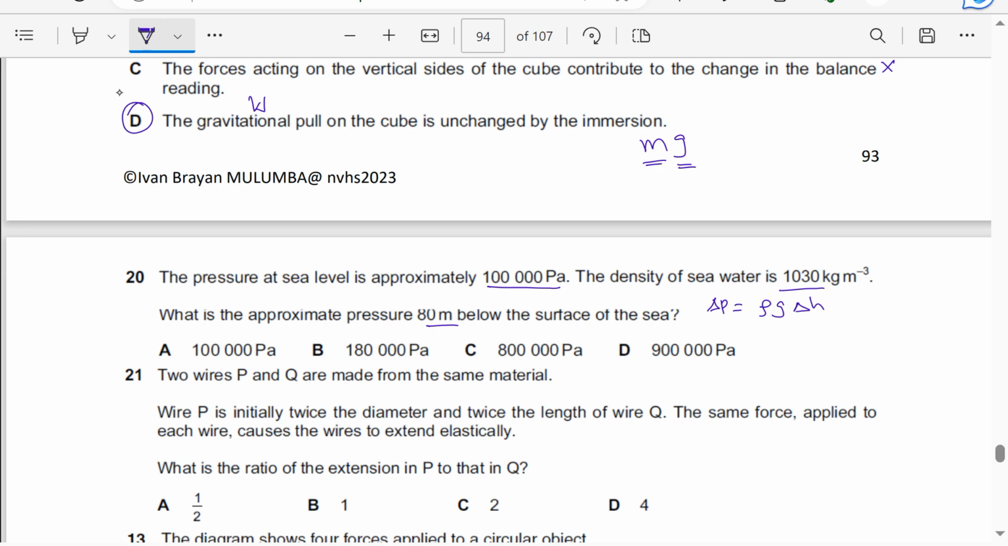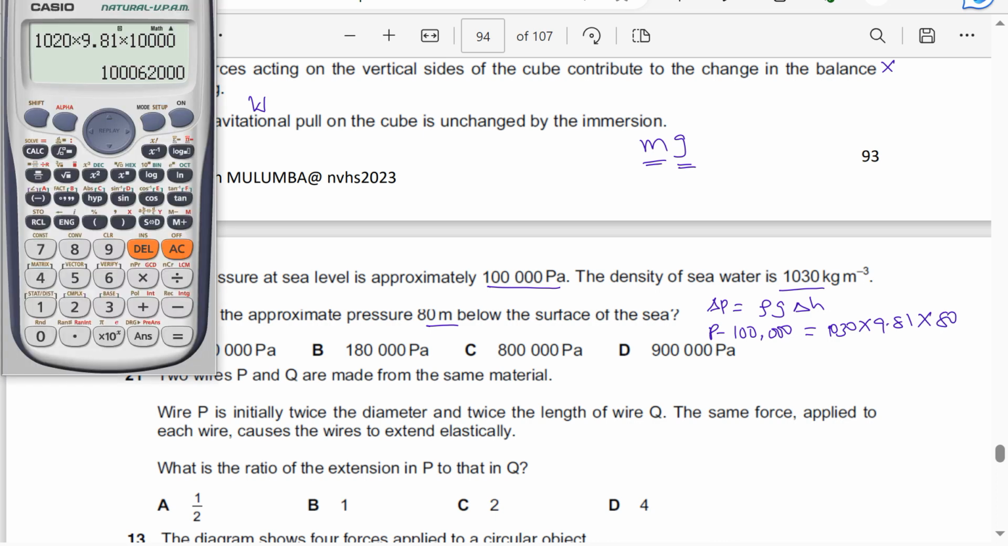So they have given us the pressure at sea level and they want us to find the approximate pressure at 80 meters. Of course, the pressure at 80 meters is going to be greater than the pressure at sea level because of the liquid. So we shall simply say that P minus 100,000 should be equal to the density, which is 1030, times g, which is 9.81, times the change in height, which is 80 meters.